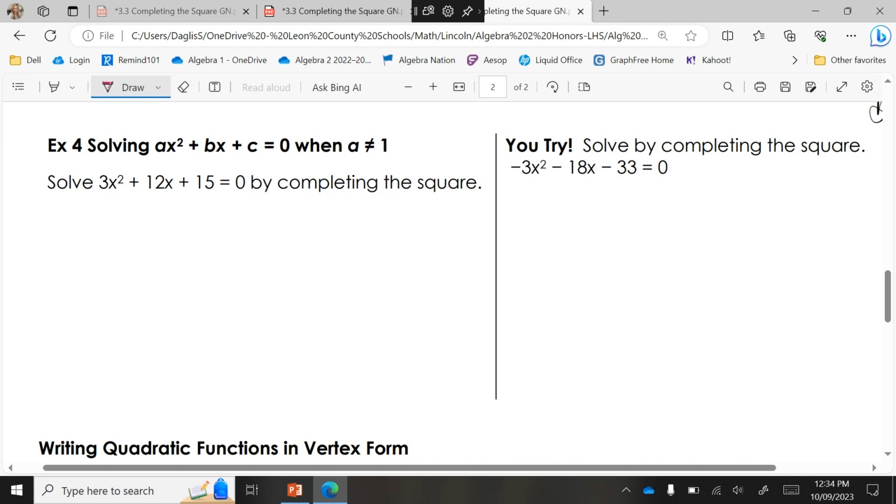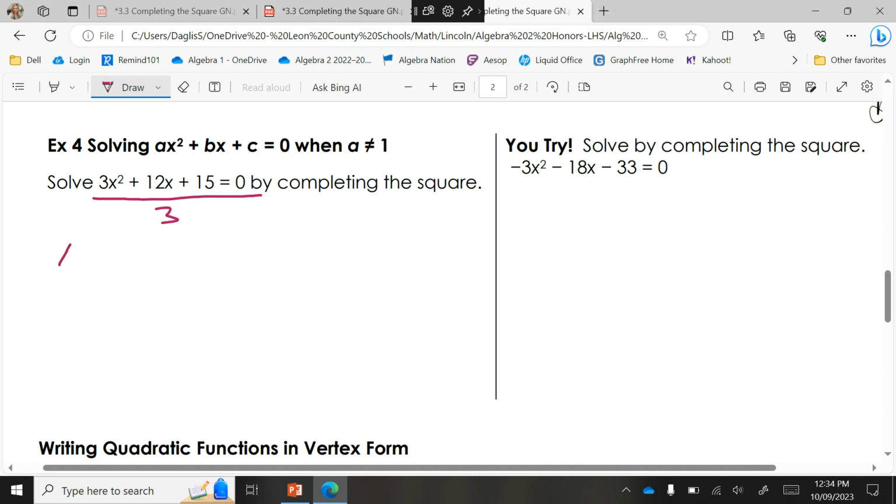All right, now we have 3x squared plus 12x plus 15 equals 0. My a is no longer a 1. Oh, no. What is my a? It's a 3. All right, my a is a 3. What else do you see? Everything is divisible by 3, right? So my a is not 1, but for this problem, I can divide every single piece by 3.